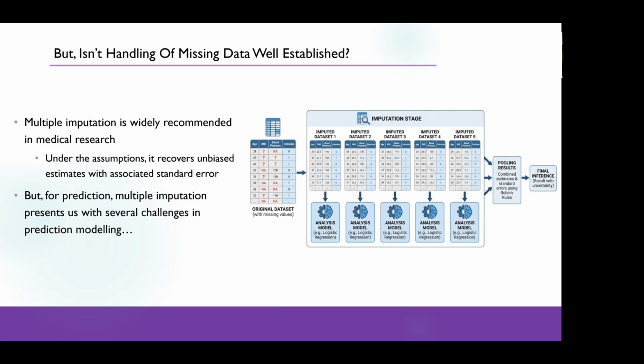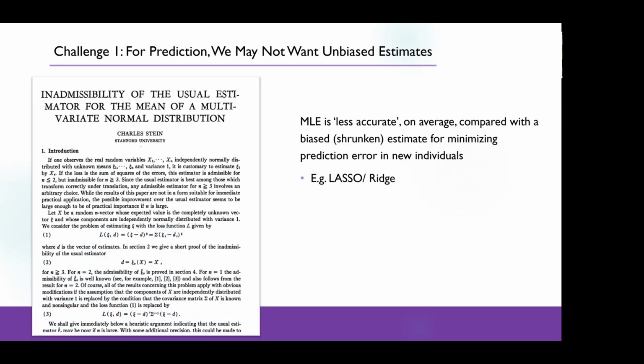So the question then is, well, why can't we just immediately apply those techniques through to a prediction context? And I'm going to present a series of reasons why I believe it can't. The first of which is that, as I mentioned, multiple imputation is shown to estimate unbiased parameter estimates. But in prediction modeling, we're not necessarily interested in recovering unbiased estimates of our parameters. And in fact, by biasing our parameter estimates, so the coefficients of a regression model, for instance, we might actually improve our out-of-sample prediction compared with maximum likelihood estimates.